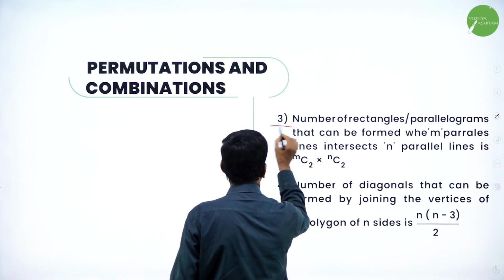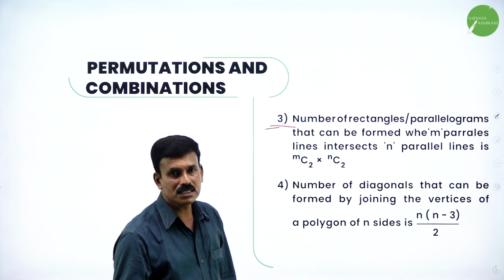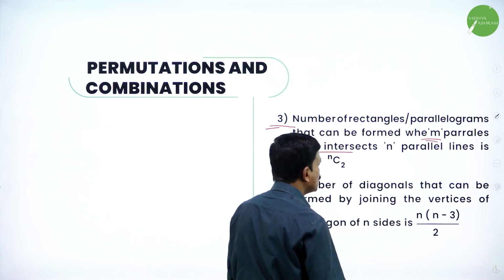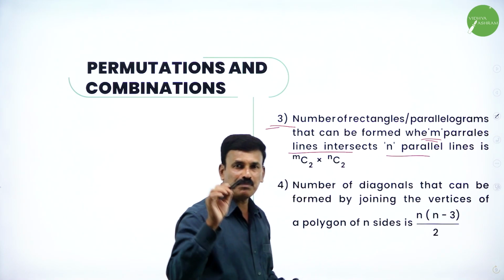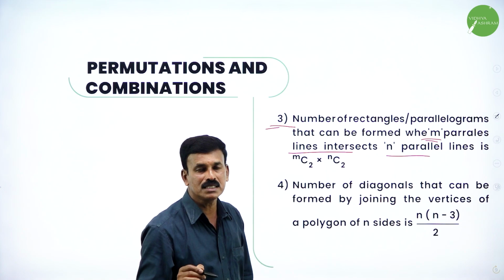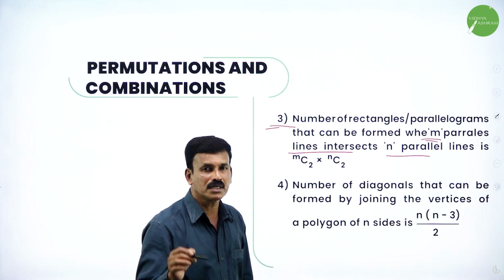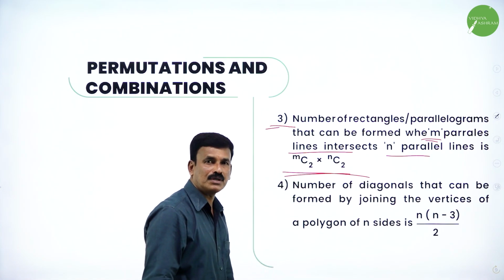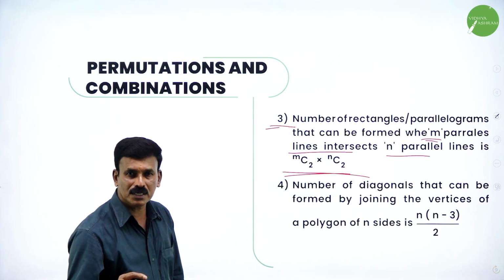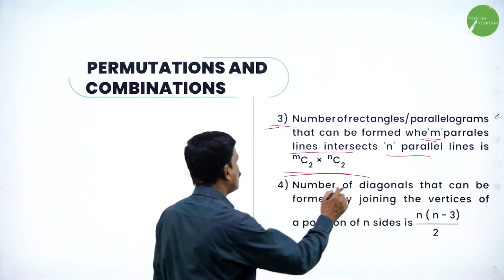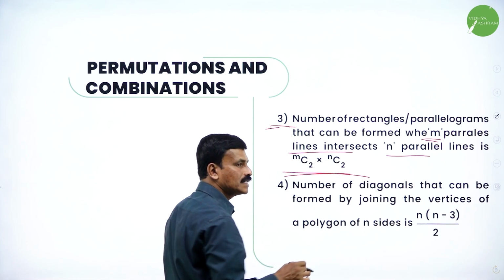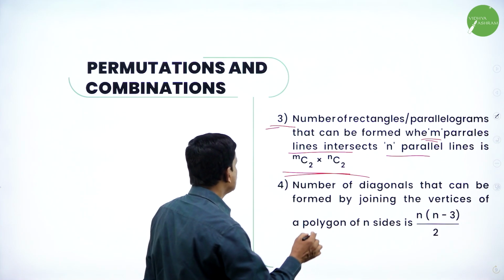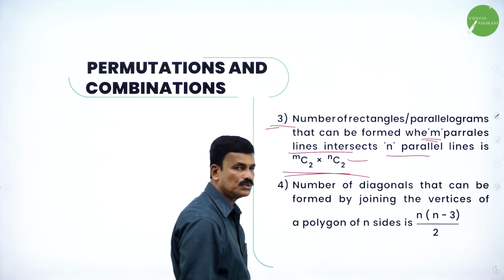Point number 3. The number of rectangles or parallelograms that can be formed with m parallel lines intersecting n parallel lines. Suppose m parallel lines intersect n parallel lines, then the number of parallelograms or rectangles that can be formed is MC2 into NC2. Very important formula. The number of parallelograms or rectangles formed when m parallel lines intersect with n parallel lines is given by MC2 into NC2.